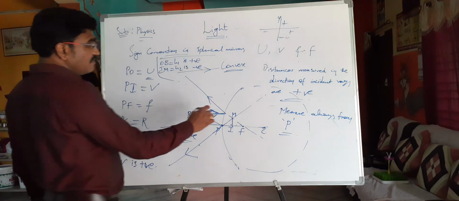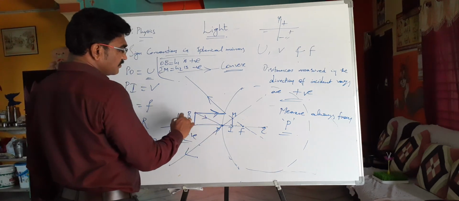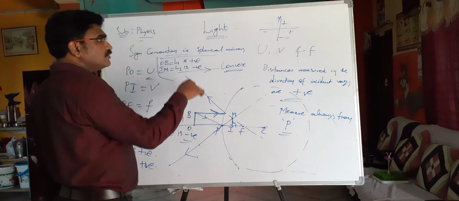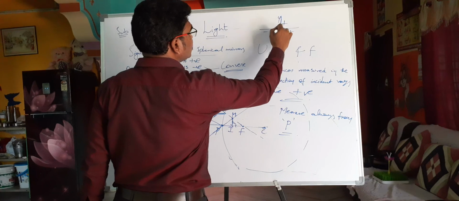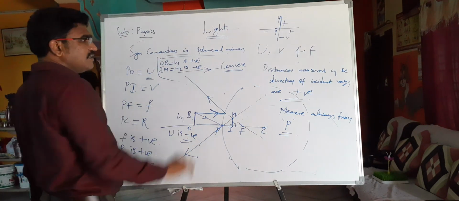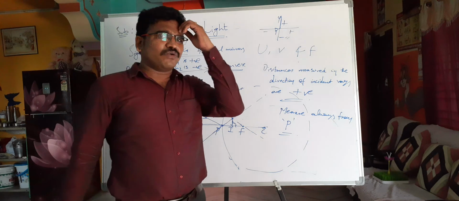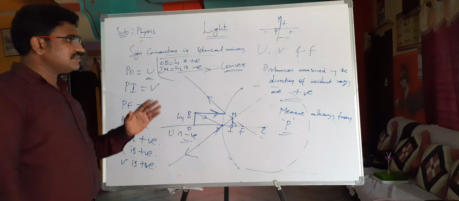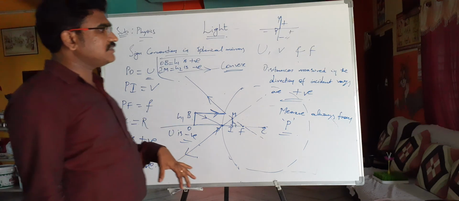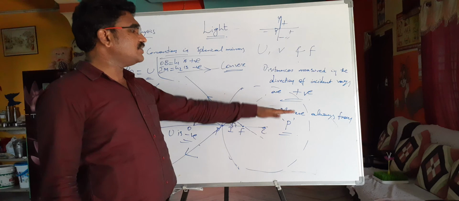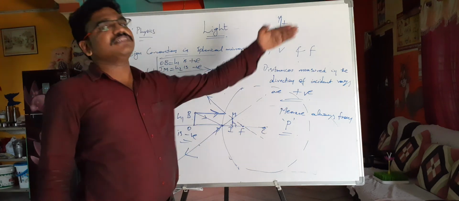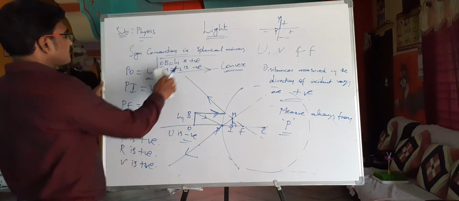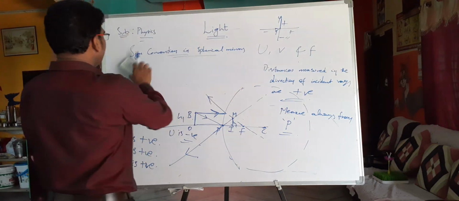And even the height of image and height of object, OB is the height of the object and IM is the height of the image, both are above the principal axis. As both are above the principal axis, we can say the object height and image height are both positive. This is what you have to follow whenever you are using the sign convention, whether for object distance, image distance, focal length, or radius of curvature. Only 2 points you remember. Measure always from P, and distances measured in the direction of incident rays are positive, opposite to the direction of incident rays are negative. Okay, now we will discuss the mirror formula.